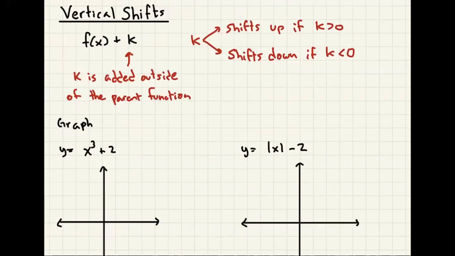First things first, we got to go over vertical shifts. What's vertical shifts? That's when you have f of x plus k. That means k is being added outside of the parent function. We're going to go over what that means later. You're going to go up if k is positive. So if you're doing +2, +3, you're going to go up 3. If k is negative, you're going to shift down. So if you have -2, you're going to go down. If you have -5, you're going to go down.